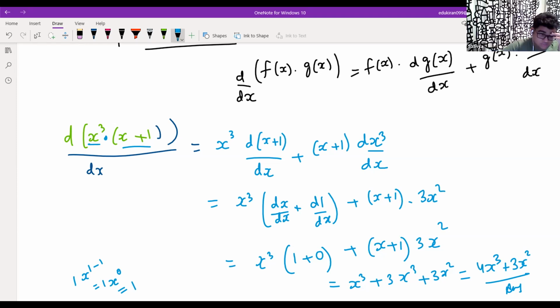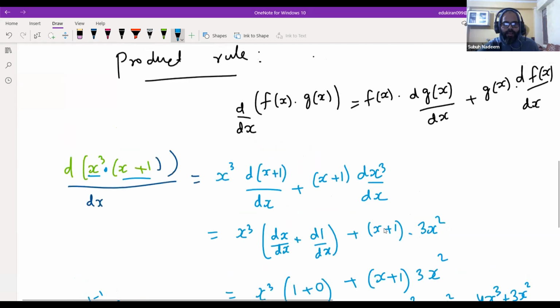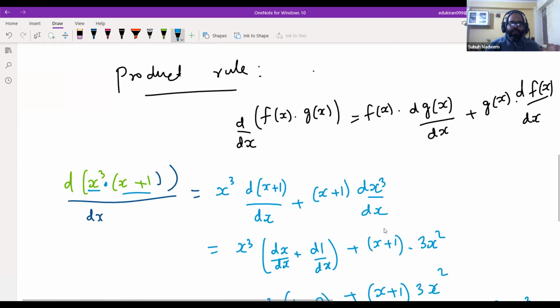So is the question x cube into x plus 1? X cube into x plus 1. Okay, so we take x cube as common. No, not common. See the product rule above. What is the product rule? If two functions are being multiplied, how do we differentiate it?